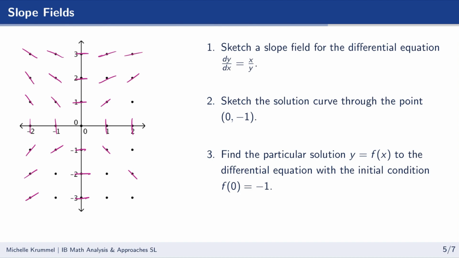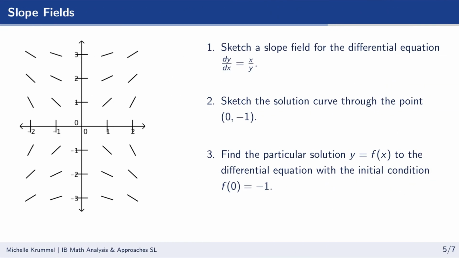At 2, 1, we have a slope of 2. So we're going to be like that. 2, negative 1, slope of negative 2. 1, negative 2 is going to be negative 1/2. And then those are kind of symmetric there. And then really not very steep at all. Okay, so about like so.